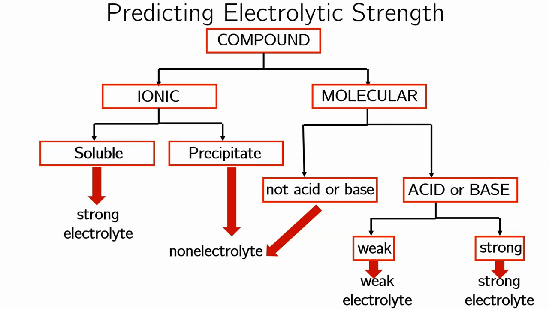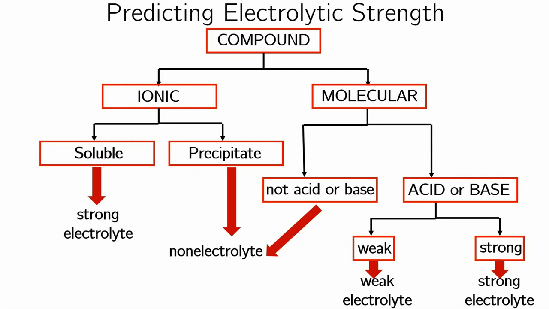If I give you a compound that's not ionic, that's molecular, you should figure out if it's an acid or base. If it's not an acid or base, it's not going to be an electrolyte. So what's an example? Sugar. Sugar is not an acid, not a base, and not ionic. So if you put regular water that has nothing in it and dissolve just sugar in it, it won't conduct electricity. It will be a non-electrolyte.